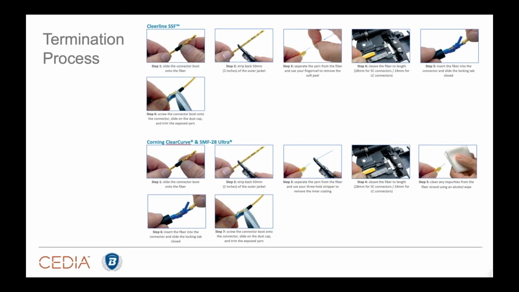Now, where you do see a difference is in the type of fiber cabling that you're using. So if you use a polymer cable, like an SSF type cable, the process is a little different versus a Corning style cable. And again, there's videos that walk you through the differences. One type of cable is not necessarily better than the other. There are pros and cons to each.